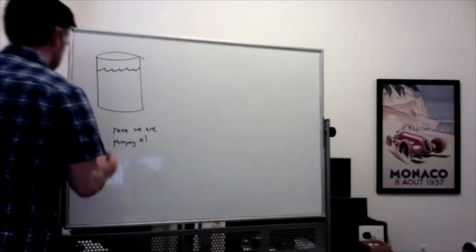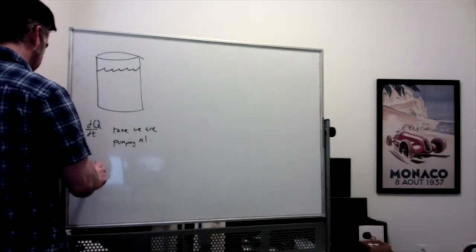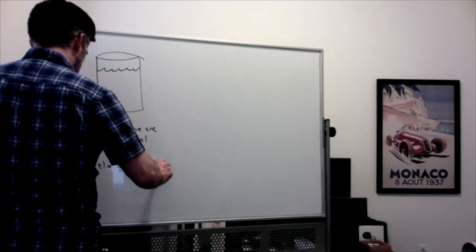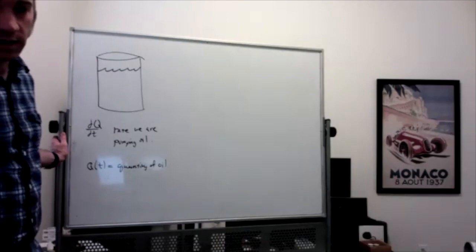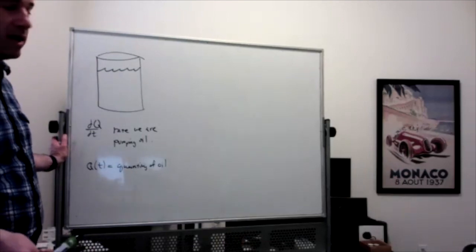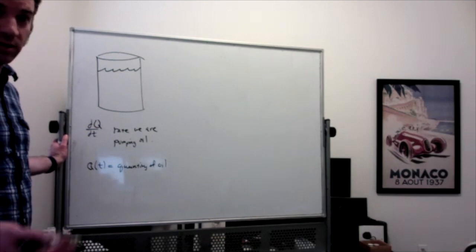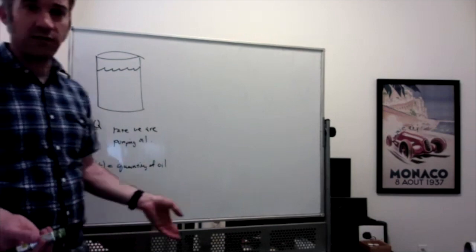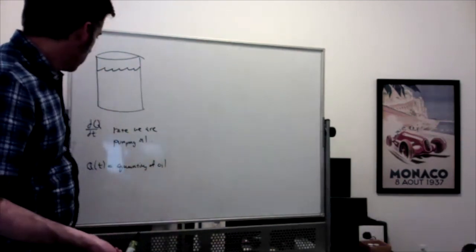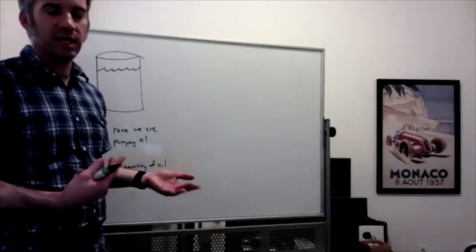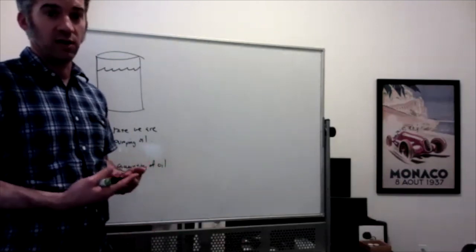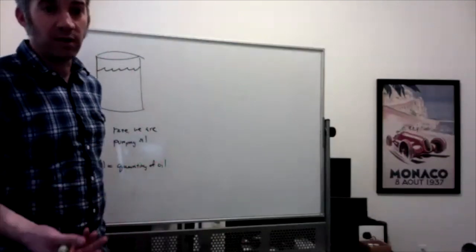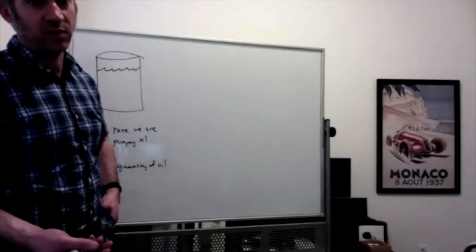So q of t is the quantity of oil, and dq dt is the rate of change. It's how fast the oil is being pumped, how fast we're removing the oil. But it's presented as a positive number, right? If you said what's the rate of change of the amount of oil, it'd be a negative number because you're losing oil. But if you talk about the rate you're pumping the oil at, it's a positive number because you're just saying how fast we're moving the oil.